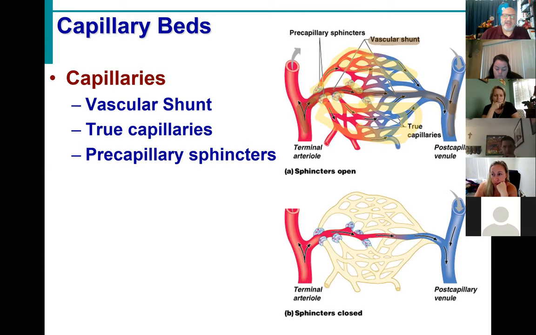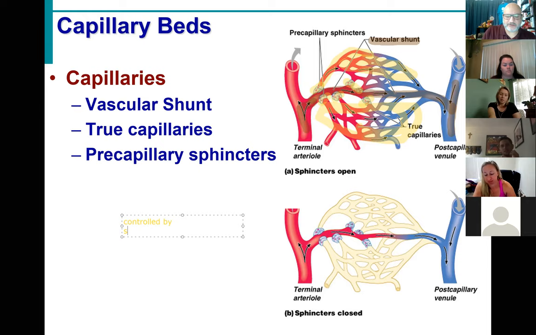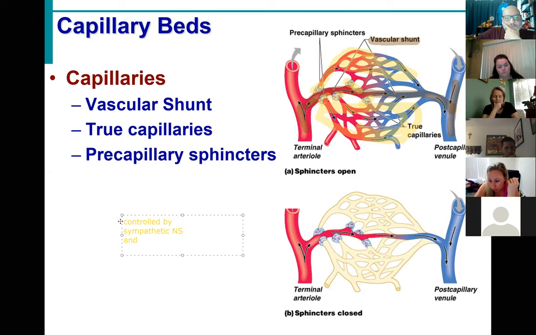And of course, what kind of things control these pre-capillary sphincters? No, they're related to the blood vessels. So what do you think would control them? Parasympathetic. Does parasympathetic control most of the blood vessels of the body? No, sympathetic. Controlled by the sympathetic nervous system? Yeah. Right. And also by what? What do you think can also control these things? If only we had another organ system that was specialized for communication.